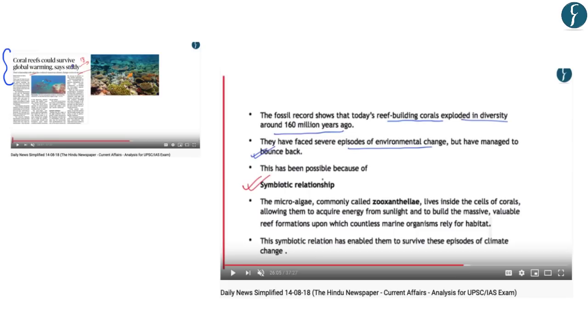Now another important study related to the coral reefs was in the news last year, and this study showed that the coral reefs can survive the events of global warming. And this aspect was covered in the DNS of 14th August 2018. Even in this video, we provided the importance of the symbiotic relationship between the zooxanthellae algae and the corals. And it was highlighted that this symbiotic relationship between the algae and the corals has enabled them to survive the episodes of climate change in the geological past.